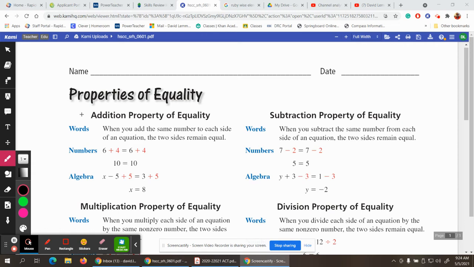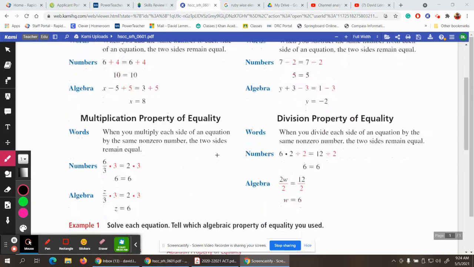The same is true with the subtraction property of equality. When you subtract the same number from each side of the equation, right? So if you have a +3 that you want to move to this side of the equation, subtract the 3 from both sides, and you end up with y minus 2.